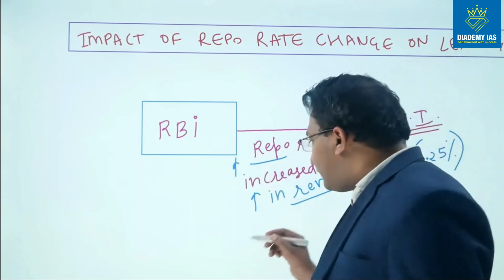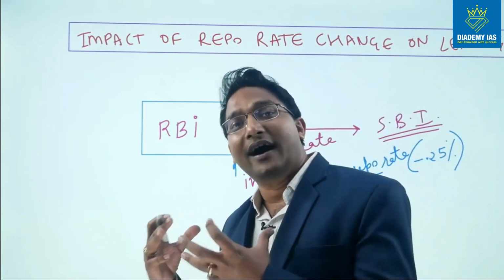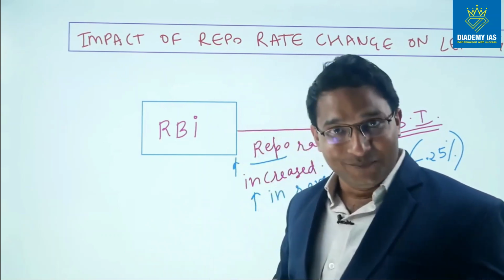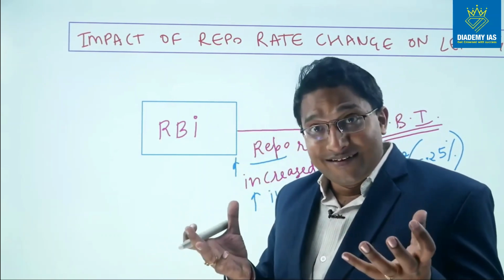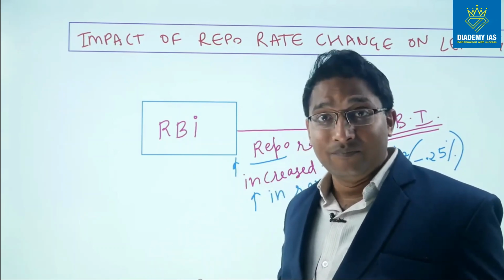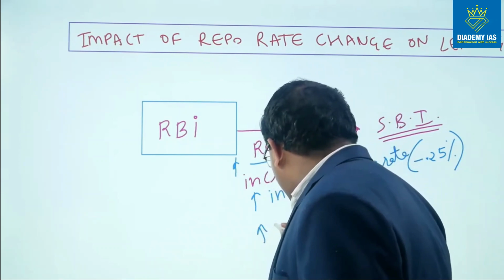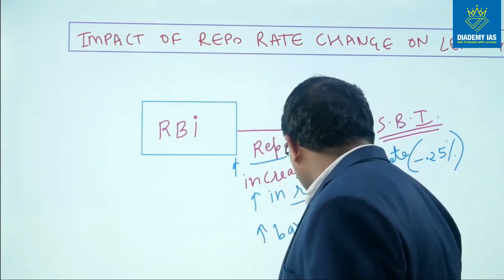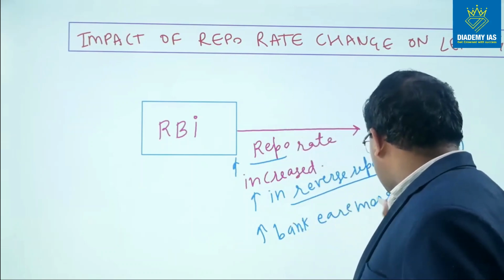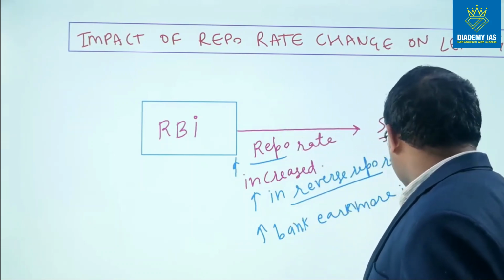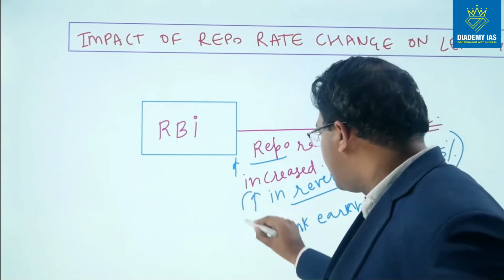That means the bank can deposit the money with the RBI and get extra income, right? So bank's income is able to increase. Bank can increase its income. This is the one aspect, right? So the bank earns more income. This is the one aspect of change in the repo rate, right?